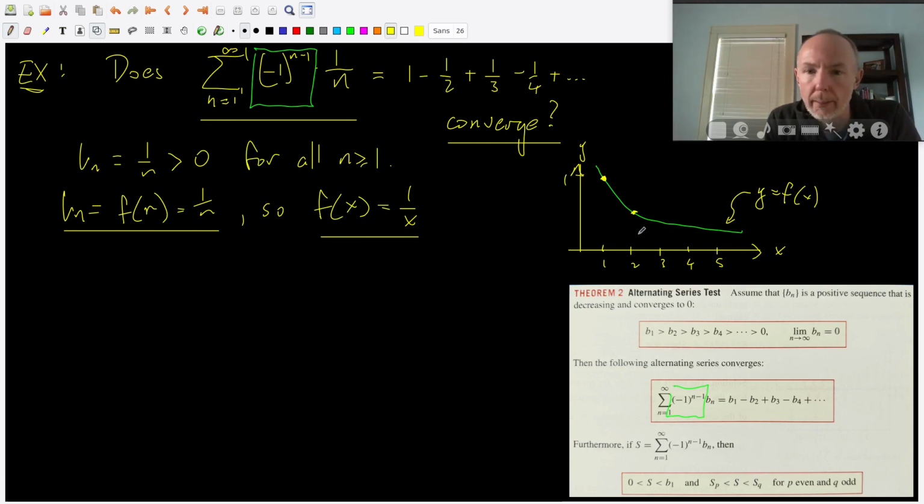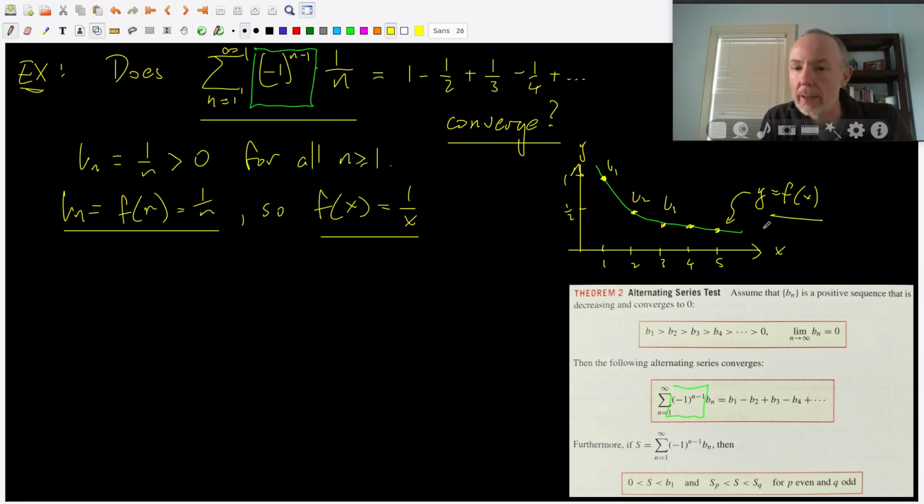So that's 1. And then when I plug in 2, I get a half here. And when I plug in 3, I get a third. And 4, I get a quarter. And 5, and I get... So these are the b sub 1, the b sub 2, the b sub 3. Every one of those terms in the sequence that we're adding together to get this series lies on the curve given by the function y equals f of x. Given by that graph.